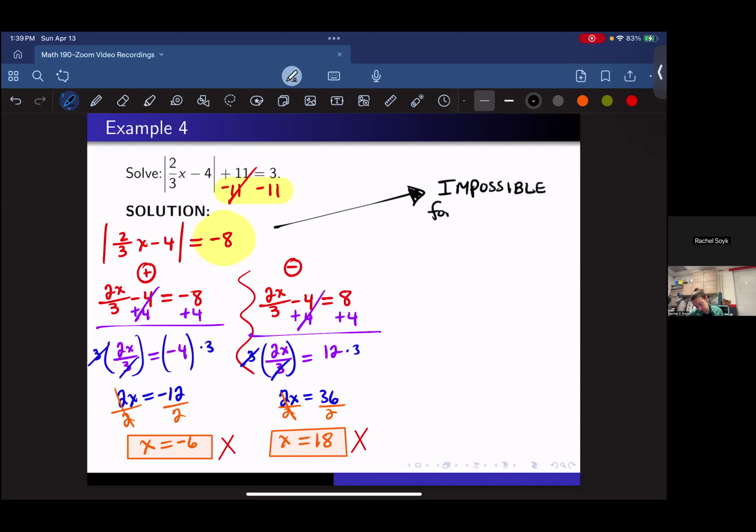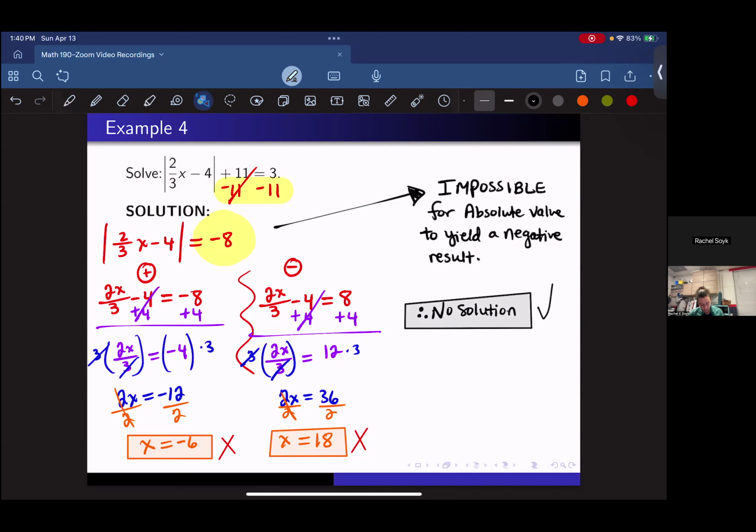It's impossible for an absolute value to yield a negative result. Therefore, no solution. So if you realize that in the beginning, then you just had to write what I have in black here, and you would have received full credit.